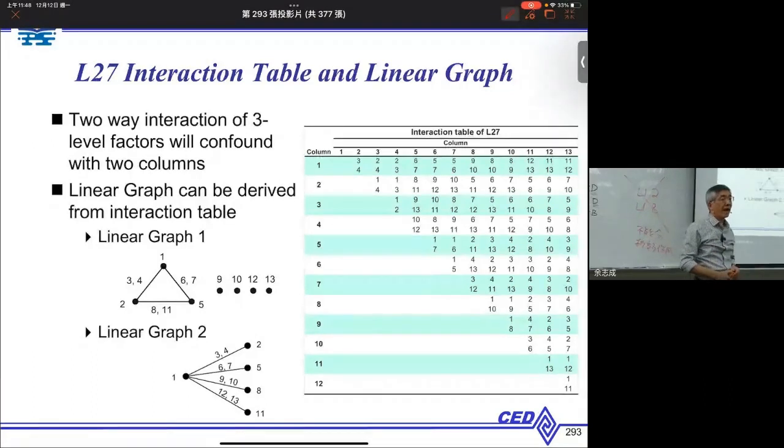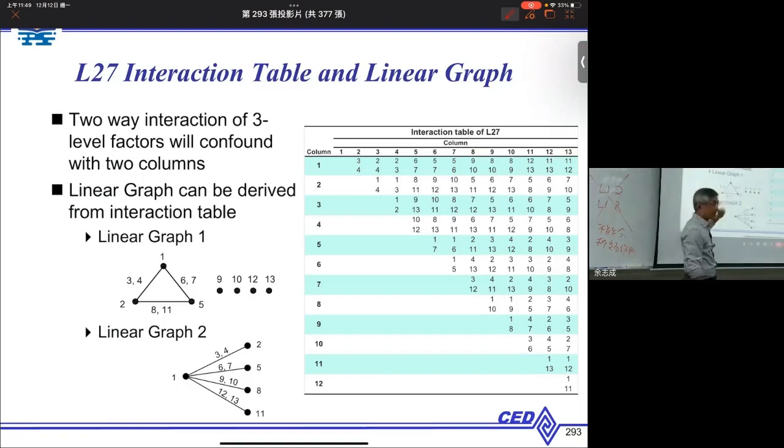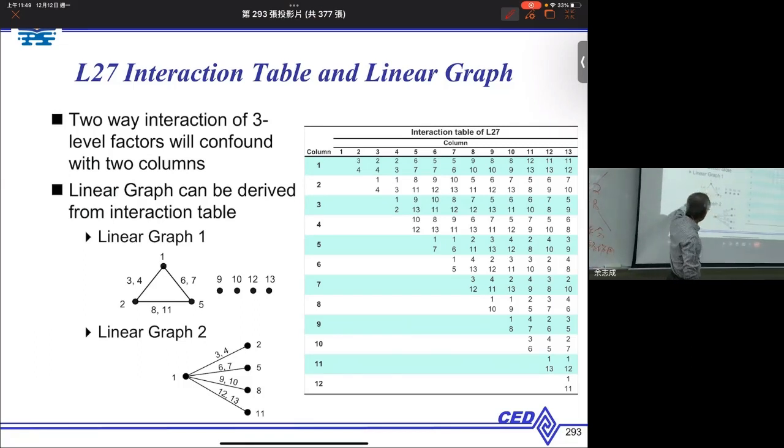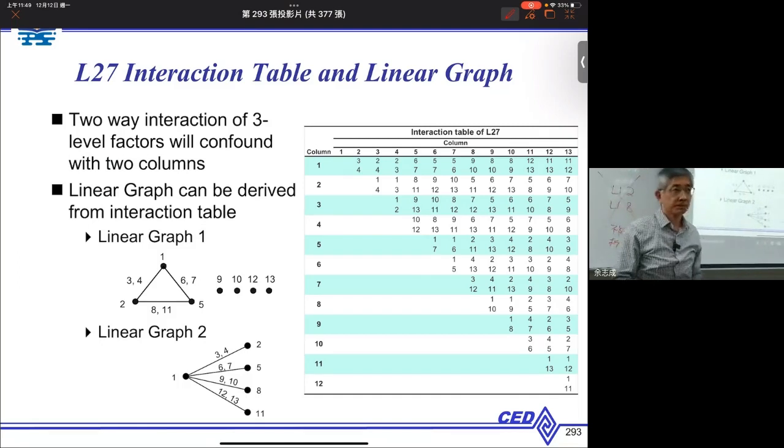The linear graph has to have 3 dots. Those 3 dots all have 2 lines, right? So look at the first linear graph. This is good because it has 3 dots. Each dot has 2 lines. It can satisfy the requirement I just introduced for this problem.